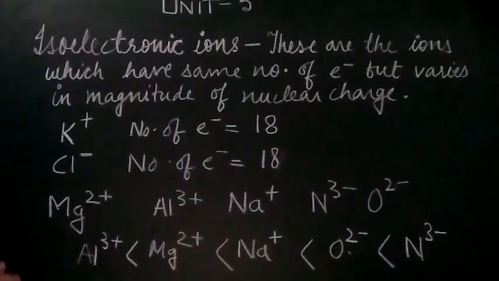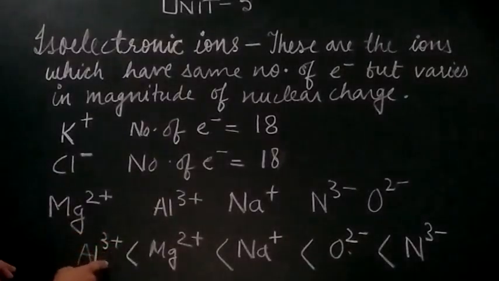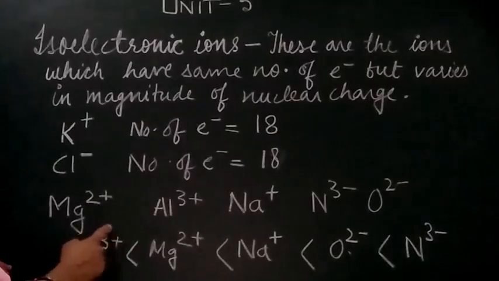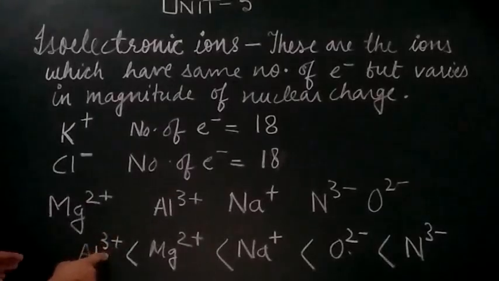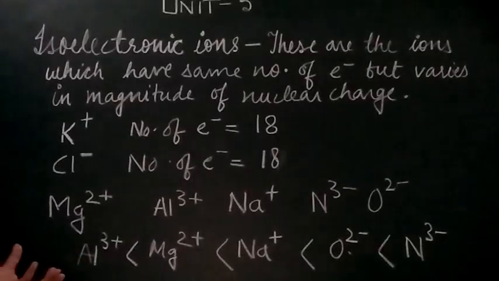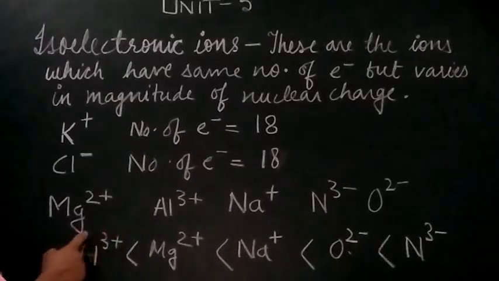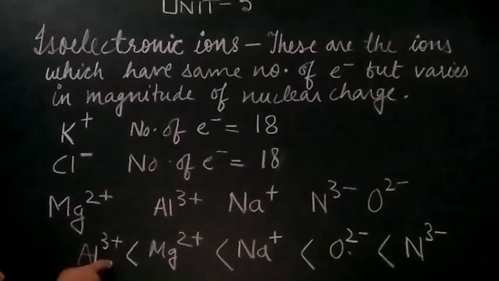So here you can see that the magnitude of the nuclear charge is maximum in the case of the aluminum ion. So what will happen? Here the effective nuclear charge of this ion is more. So there will be more pulling of the electrons in. So there will be a decrease in the size of this aluminum ion.